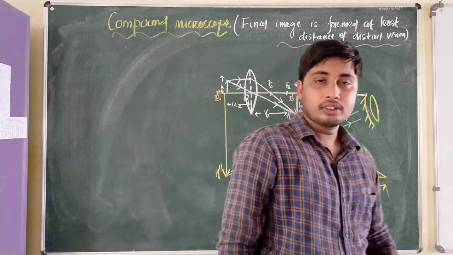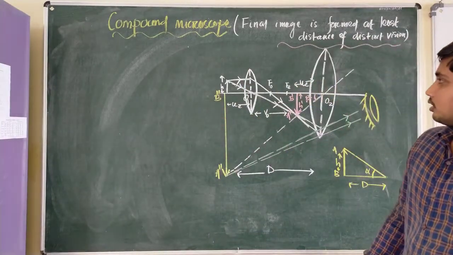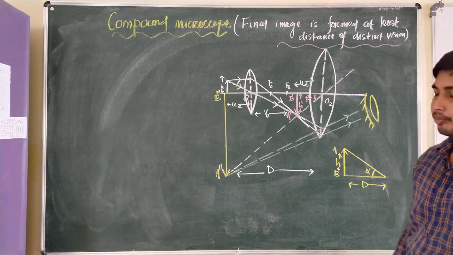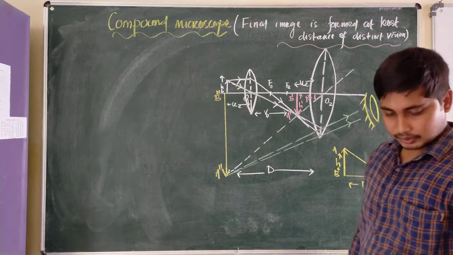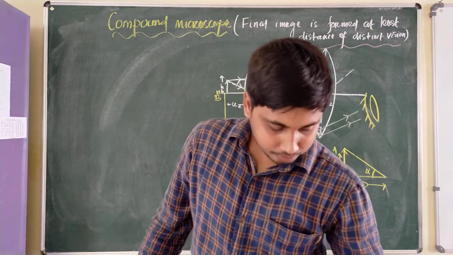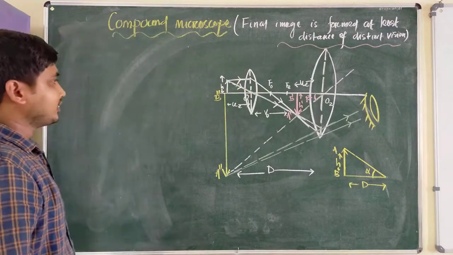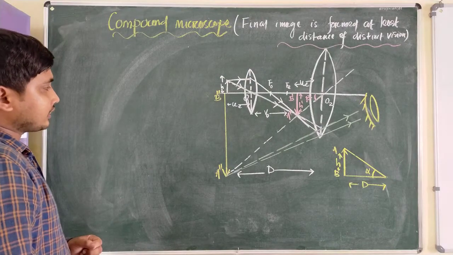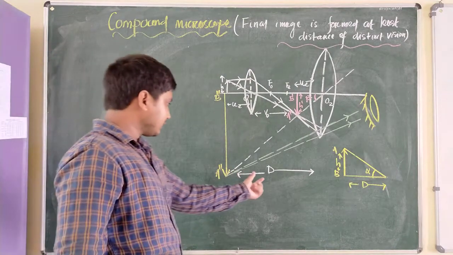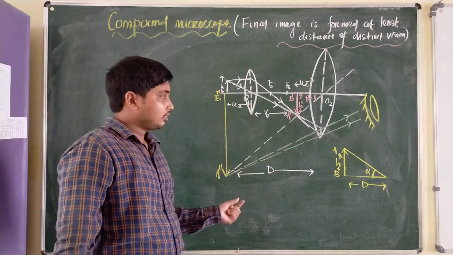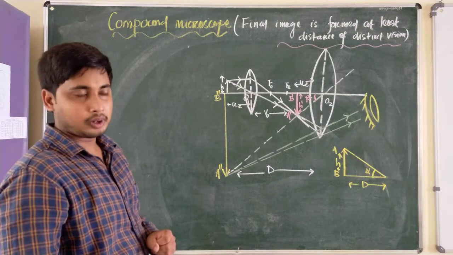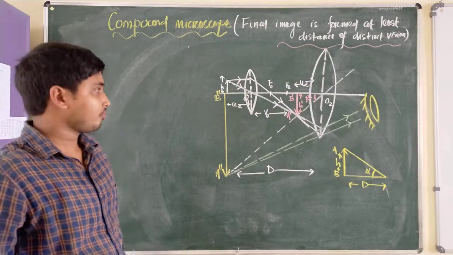Today in this video we'll discuss the magnifying power of a compound microscope. As in our simple microscope, in the compound microscope also we have two adjustments. In one, the final image will be formed at the least distance of distinct vision, that is our D distance, and another one is the normal adjustment, where the final image will be formed at infinity.